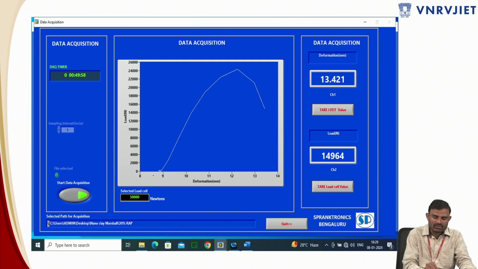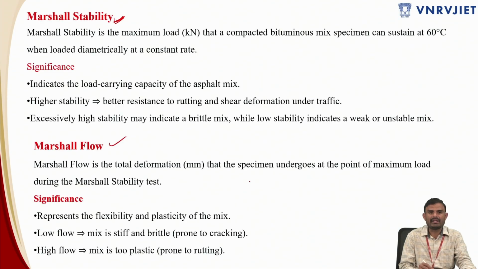So there is a graph over here. Once you start applying load and the bitumen takes some load, it has taken this much load, but at the same time it has undergone this much deformation. After applying this much load, it has gone through deformation of this much from zero deformation. This is the peak load, and you have to take the deformation corresponding to this value. The peak load is somewhere around 24,000 newtons, which is 24 kilonewtons, and the deformation corresponding to this is 12 mm. So this is the DAQ output you are going to get.